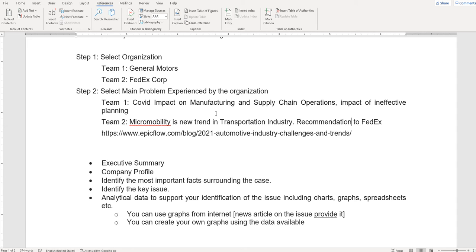Now, for General Motors in this given example, we will be working on a problem that is ineffective planning of pandemic situations and how it impacted General Motors. You need to discuss how COVID situations influenced General Motors and what kind of impact it created on the organization. Mostly manufacturing and supply chain operations got seriously impacted because of COVID. Many car and automobile manufacturing organizations got affected because of the pandemic situation.